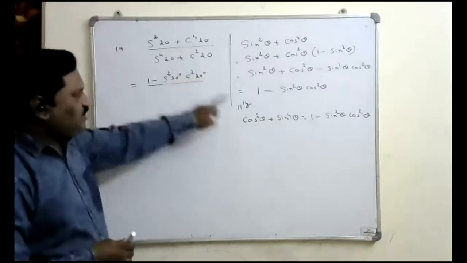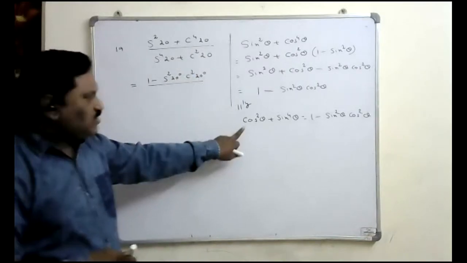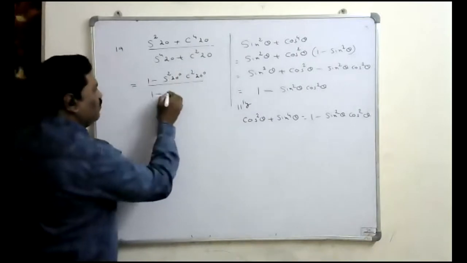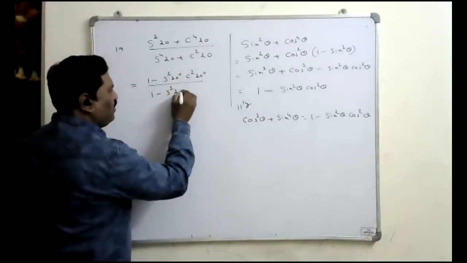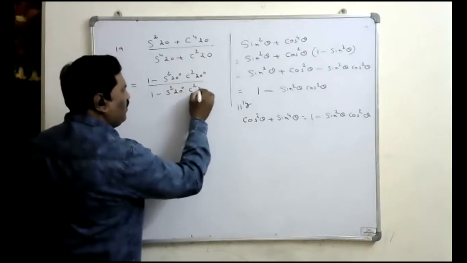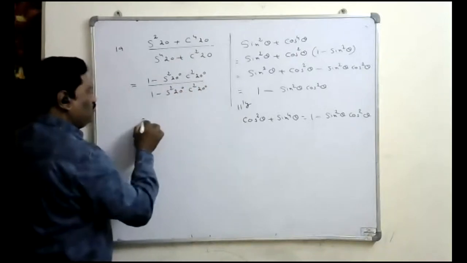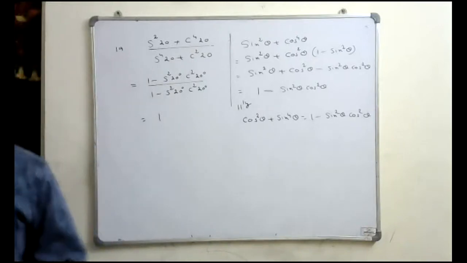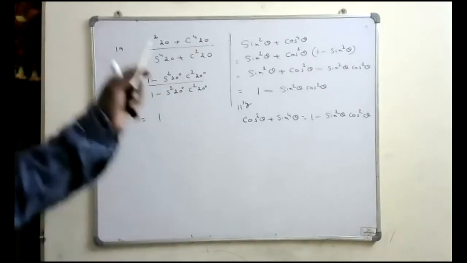The denominator is of this format: cos square theta plus sin power 4 theta. So this is also, we can write, 1 minus sin square 20 degree into cos square 20 degree. So here both of them are getting cancelled. So the answer is 1. Take the result out.